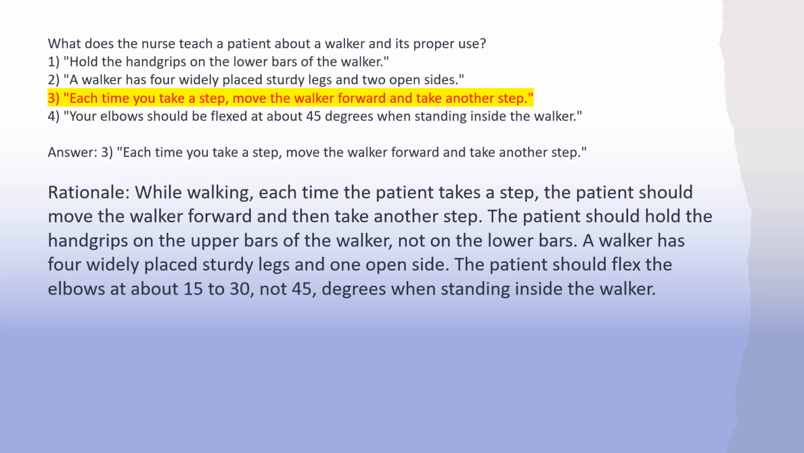Answer 3. Each time you take a step, move the walker forward and take another step. Rationale. While walking, each time the patient takes a step, the patient should move the walker forward and then take another step. The patient should hold the hand grips on the upper bars of the walker, not on the lower bars. A walker has 4 widely placed sturdy legs and 1 open side. The patient should flex the elbows at about 15 to 30, not 45 degrees when standing inside the walker.